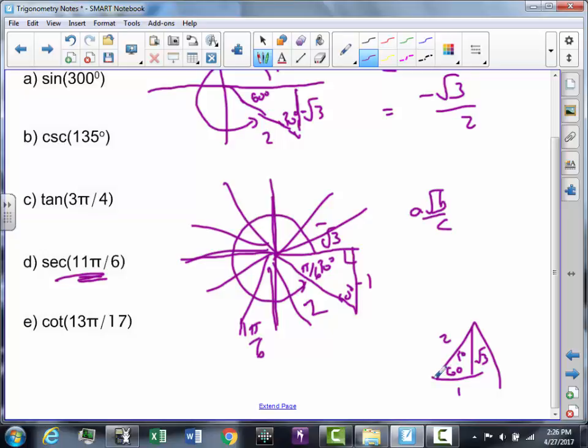Last step, what is a secant? A secant is what happens when you reciprocal a cosine. Cosine would have been adjacent over hypotenuse. We need the hypotenuse over the adjacent.